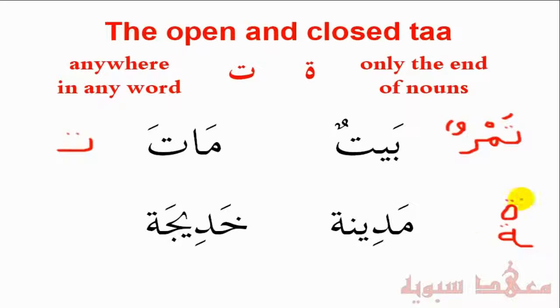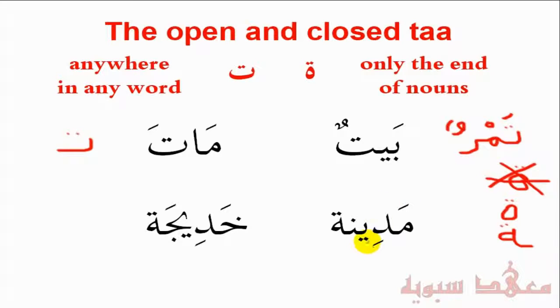Now the ha also has the medial form. If you remember the medial form, which is that. Now we said that the ta marbota can never be in the middle of a word. It's always at the end. So this, you won't find a ta marbota like that. That doesn't occur.